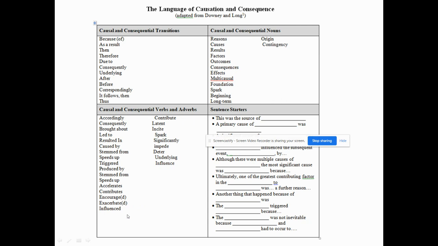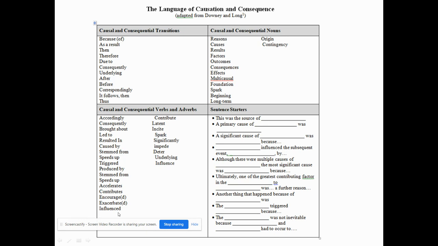So this is the language of causation and consequence. I think all these different words can be very useful for you to think through what it is that you want to be able to say as you write this. And I think the sentence starters are also useful. I would suggest that you practice writing a couple of sentences in the document so that you can get practice doing that.